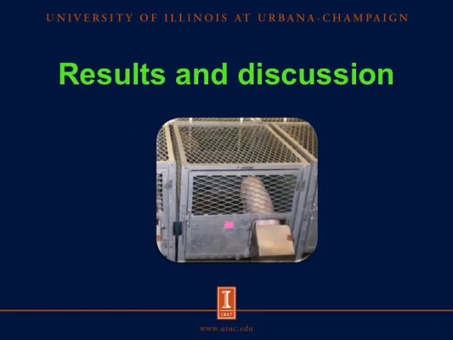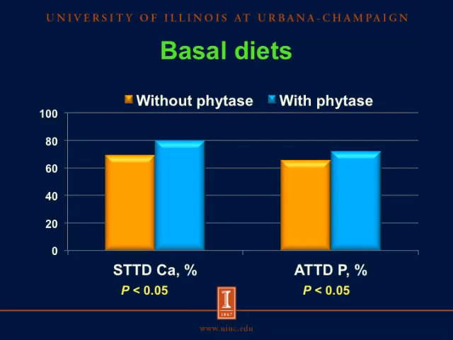Now let's move into the results and the discussion. First, let me set up the slide. In the x-axis, we have the STTD of calcium and the ATTD of phosphorus. Underneath, we have the p-value for the phytase effect. The orange bar represents the diets without phytase, and the blue bar represents the diets with phytase. So for the basal diets, the inclusion of microbial phytase increased the digestibility of calcium and phosphorus. This may indicate that calcium was bound to phytate and also that phosphorus was released from phytate when microbial phytase was used.